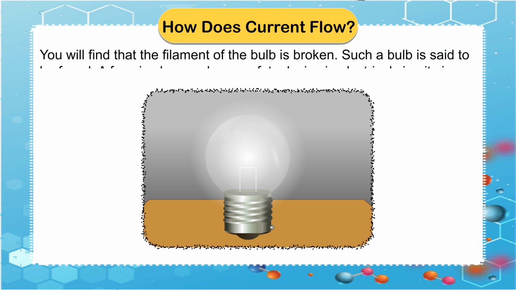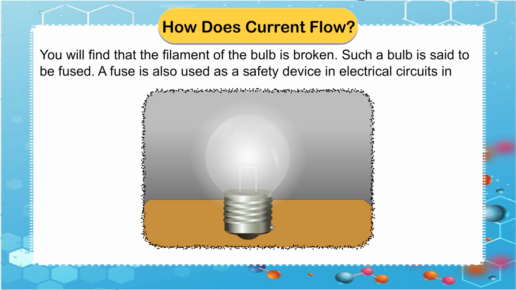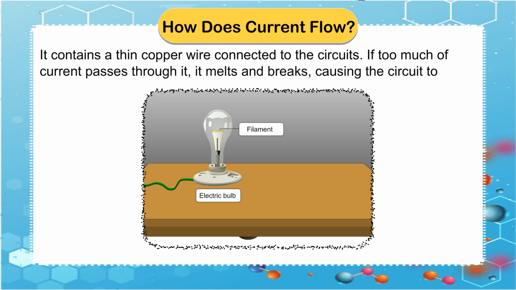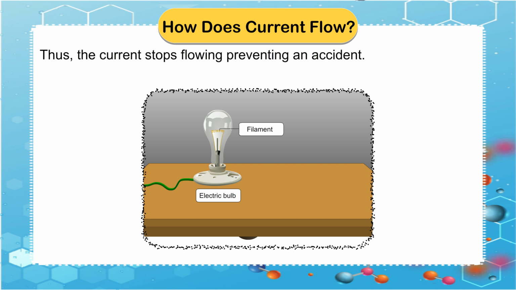Such a bulb is said to be fused. A fuse is also used as a safety device in electrical circuits in our homes. It contains a thin copper wire connected to the circuits. If too much current passes through it, it melts and breaks, causing the circuit to become open. Thus, the current stops flowing, preventing an accident.